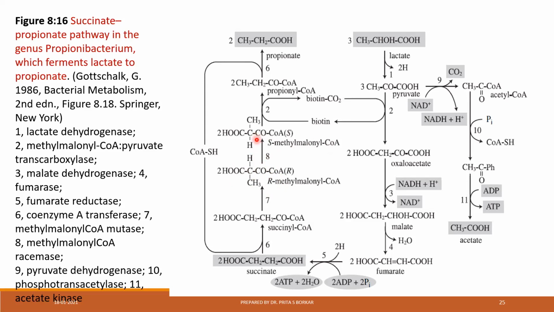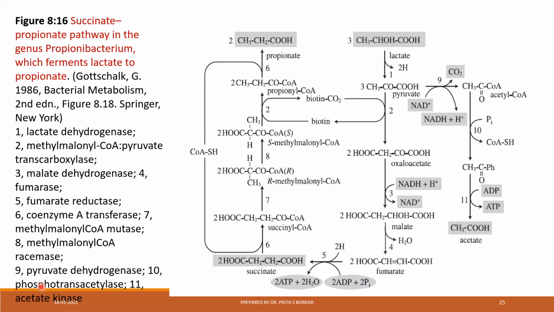That is, the stereochemistry is changed, and then in the presence of the ninth enzyme, pyruvate dehydrogenase, the pyruvate is converted to acetyl CoA, and then CoA is removed, Pi is added here, and you get the acetate. So here you get the acetate, and then you have the 11th one.